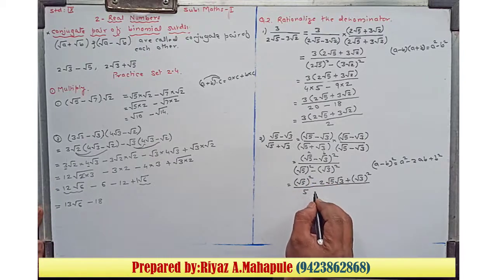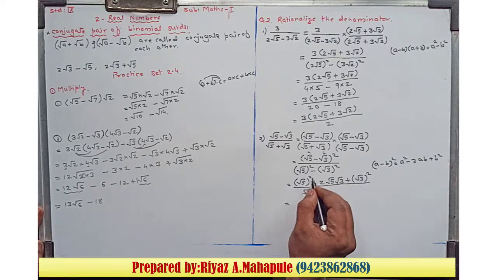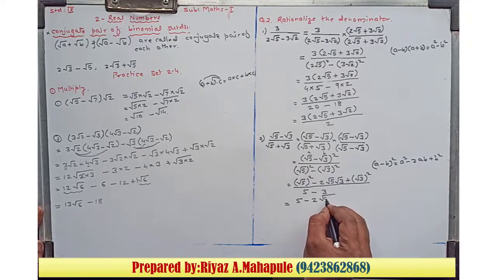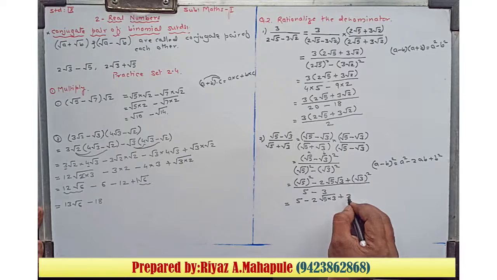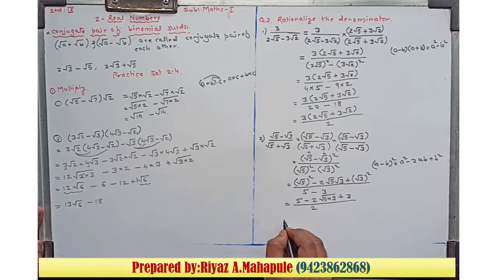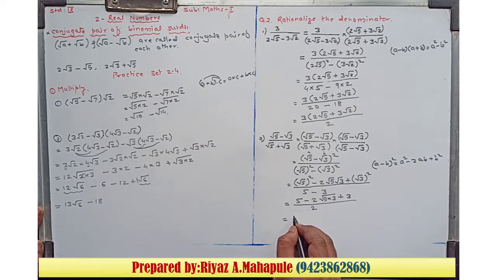Root 5 square is 5 because the square root gets cancelled, minus square root of 3 bracket square, that is 3 only, is equal to root 5 square, it is 5, minus 2 into square root of 5 into 3, plus, here the square root gets cancelled, only 3 is left, divided by 5 minus 3, that is 2, is equal to, now 5 plus 3, like terms we add here, 5 plus 3, that is 8 only, minus 2 square root of 5 3s are 15, upon this 2, the denominator as it is.